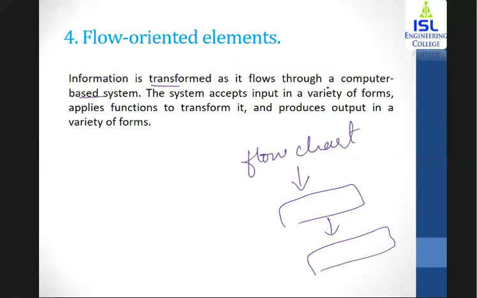Now within this flow chart, when it is changing from one state to another state, it is going to take input. That input can be taken in many forms. Then it applies functions to transform it and produce the output in a variety of forms. That is, you're going to take several inputs, then you can perform some function, that is, you can make use of a decision function, then it is going to generate an output. Based upon that, it will either stop or some procedure is going to start again. That is flow oriented elements. A more detailed description of flow oriented elements is within the next unit.